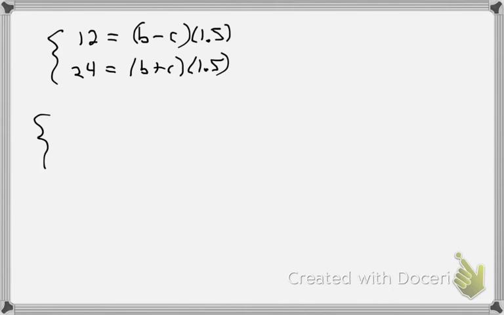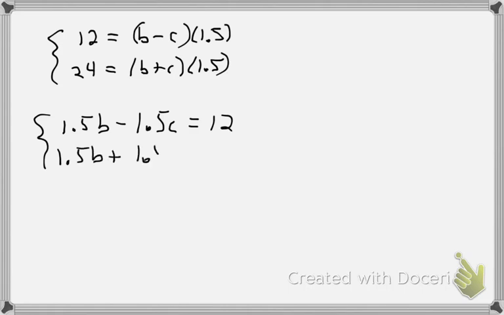So if I were to rewrite this in standard form, that would be 1.5b minus 1.5c equals 12. And it would be 1.5b plus 1.5c equals 24. Do you guys agree? Was this easier to set up than it was before? I think so. I think it's more natural, but they make you wait for the system. So what should I do?